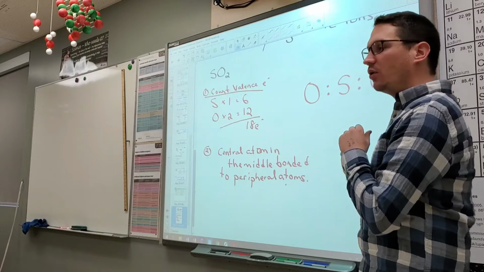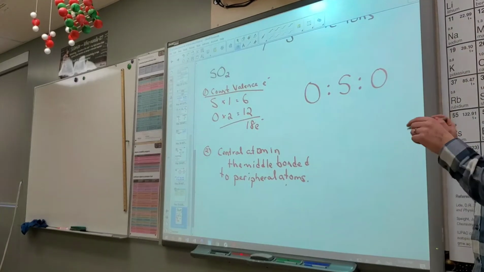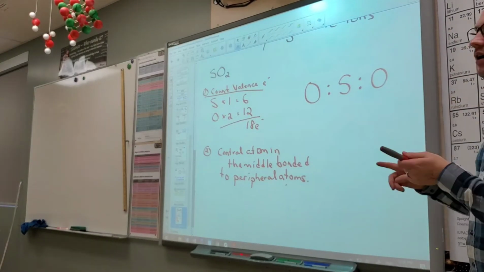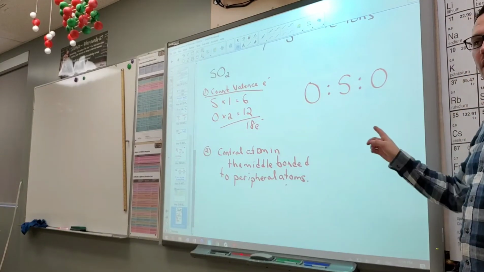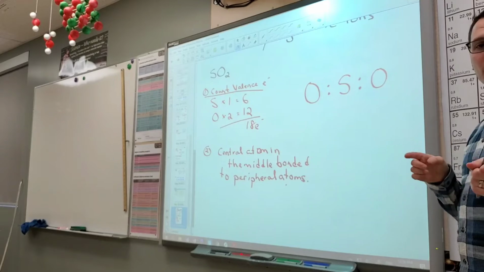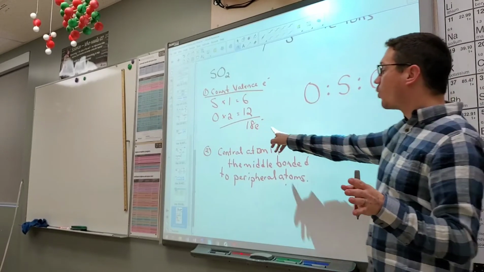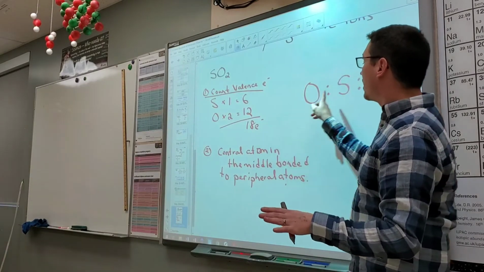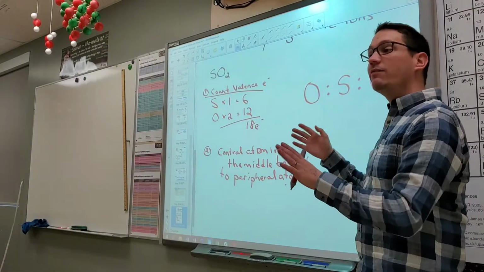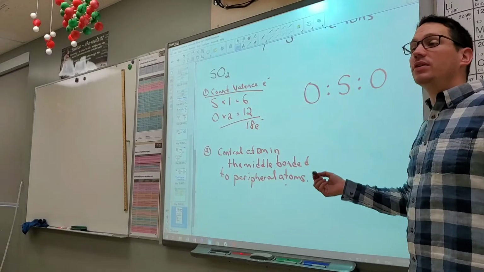Do you remember, we're going to start putting electrons on something. Should we start with the central atom, or should we start with the peripheral atoms? We start with the peripheral atoms. I've got 14 electrons left over, right? I had 18 and I used 4, so I got 14 electrons. Let's put our 14 electrons somewhere.